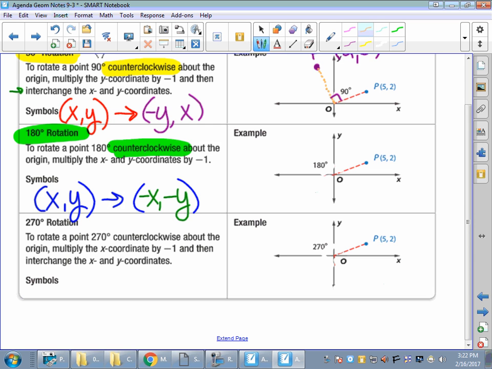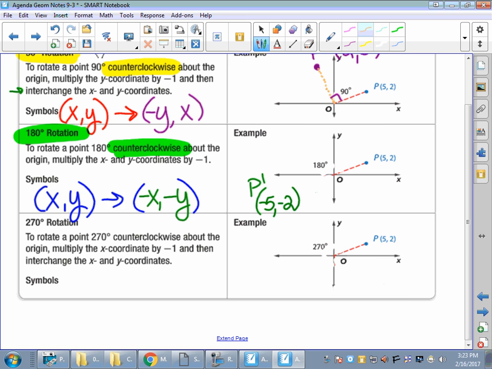So my P prime, everybody knows 180 degrees, right, is half a turn. 360 is one full rotation. So my P prime should land down here in quadrant 3. And if I just take my ordered pair 5, 2 and follow that rule, P prime now becomes -5, -2.